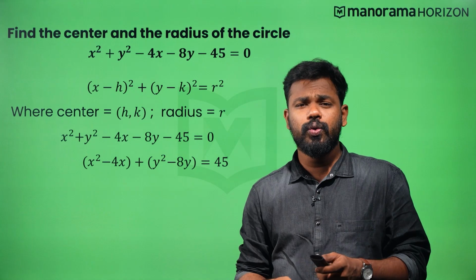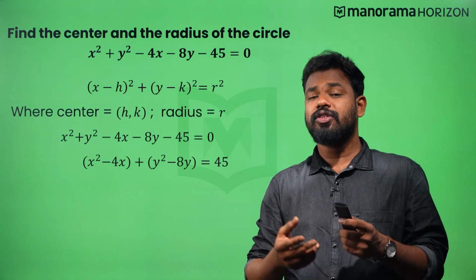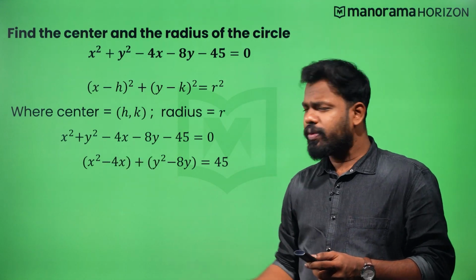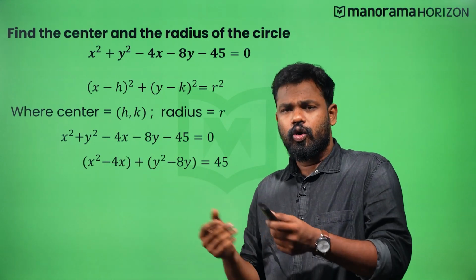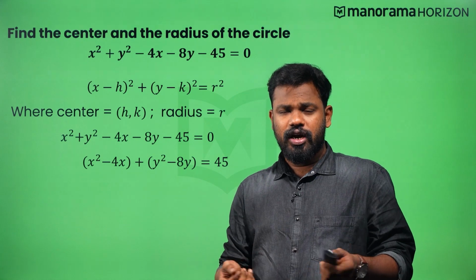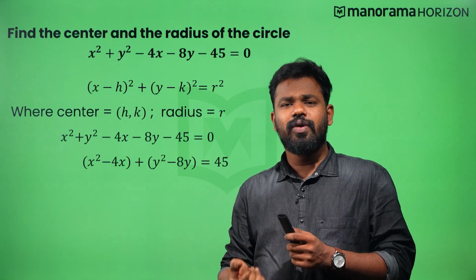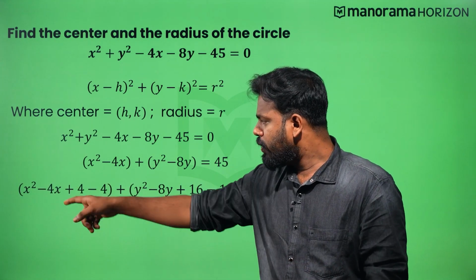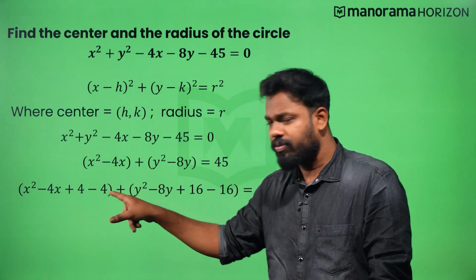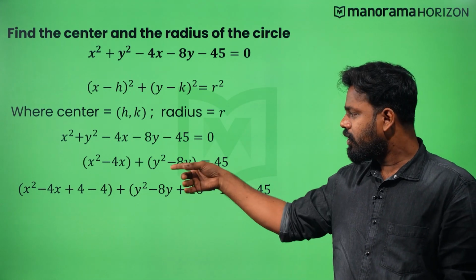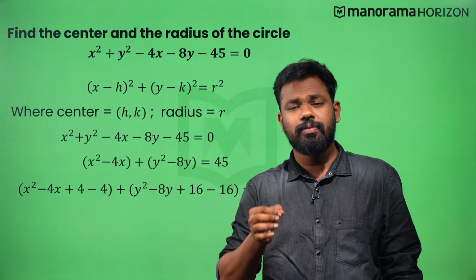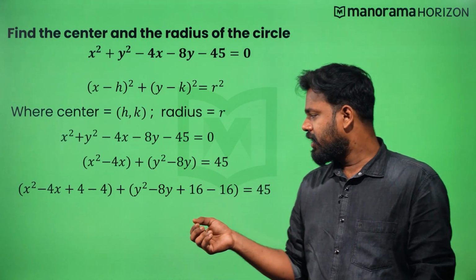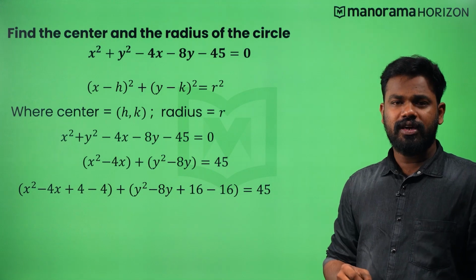So I just need to use the completing the square method in quadratic equations that you have studied in previous classes. x square minus 4x, look at the coefficient of x, minus 4, divided by 2, minus 2. Take the square, 4. So you add a 4 and subtract a 4. So what I do here is I add a 4 here and subtract a 4. Similarly, in y square minus 8y, the coefficient of y is minus 8 divided by 2, negative 4. Take the square, 16. So you add a 16 and then subtract a 16.